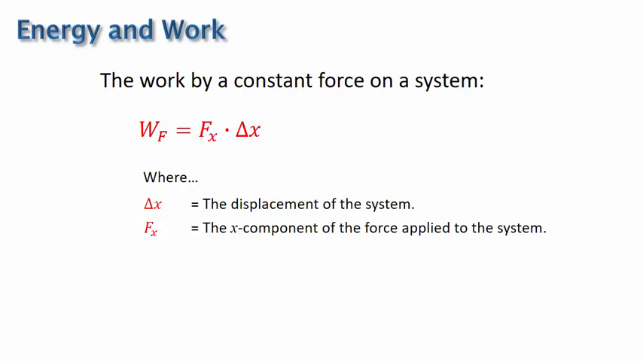We can only use this equation when the force is constant. Defining the variables in this equation, delta x is the displacement of the system, Fx is the x component of the force, or in other words, Fx is the component of the force that is parallel to the displacement. The F subscript on the W for work is a reminder that all work is associated with a force. So we might want to find the work by the gravitational force, or the work by the normal force, or the work by friction, etc.